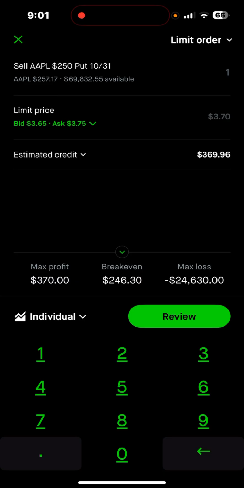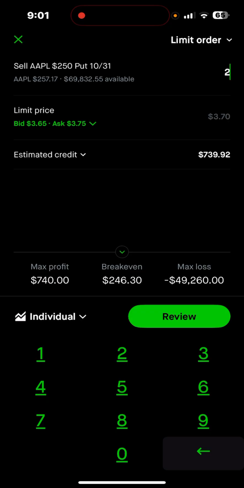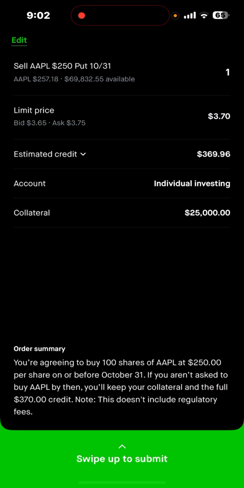If you sell one contract, you get that much. If you sell two contracts, then you get $739 within 30 days. If you have more money, you can sell more. Let's say if you sell 5 contracts, then you generate monthly income of $1,849. Okay, let's go back to one contract. You hit review. Sorry for the delay, my internet is kind of slow today.